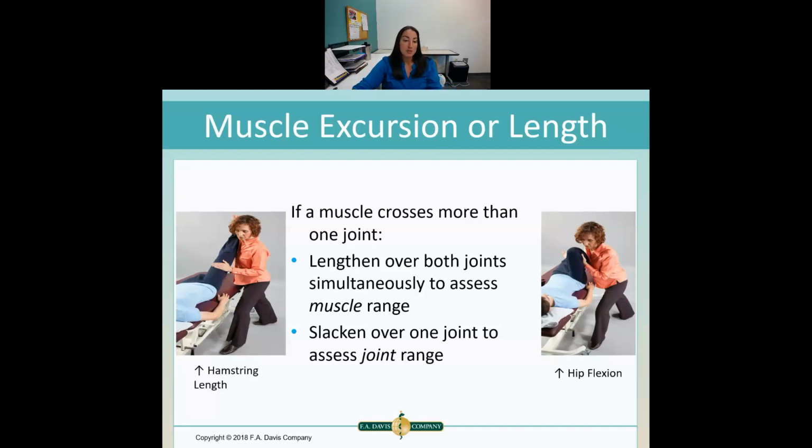In the same way, the example here is in the first picture, she's testing how far the hamstrings can extend. She's keeping the knee straight, and she's just going as far up as the patient's body will let her. And then to assess hip range of motion, she's bending the knee so that the hamstring tightness doesn't stop her.